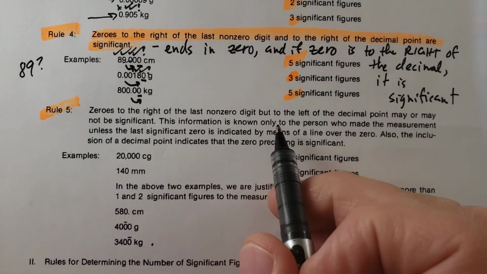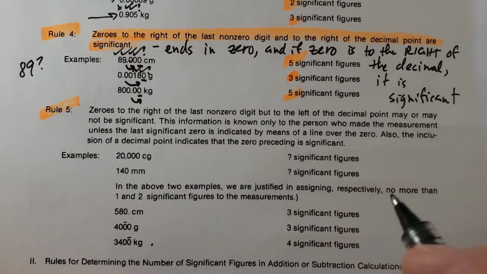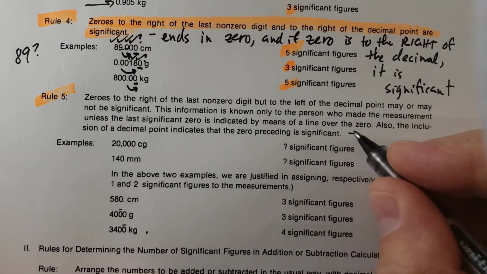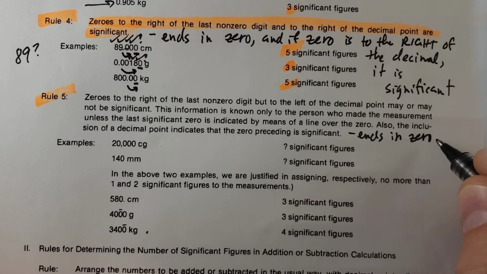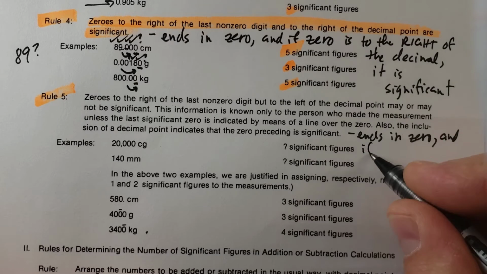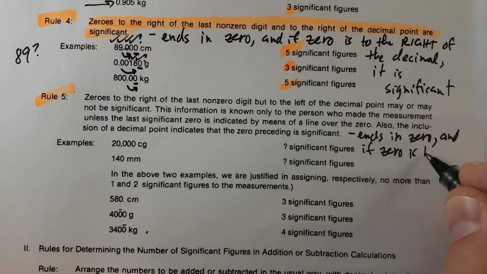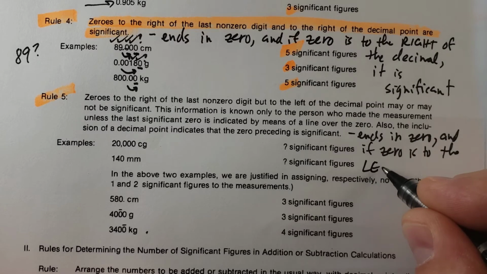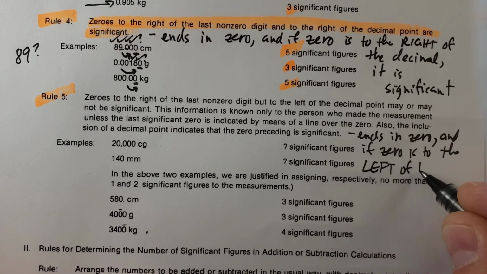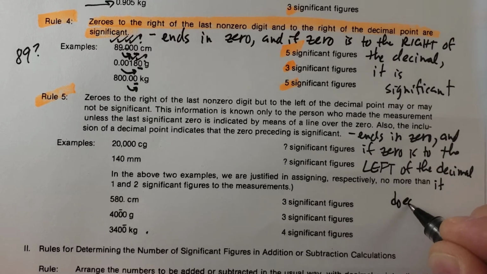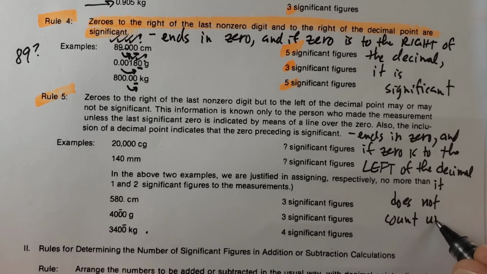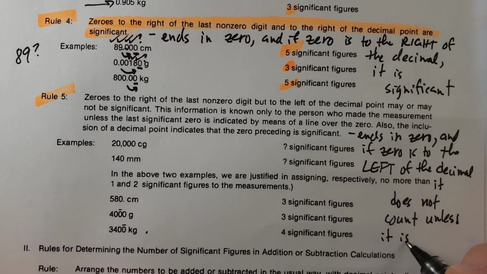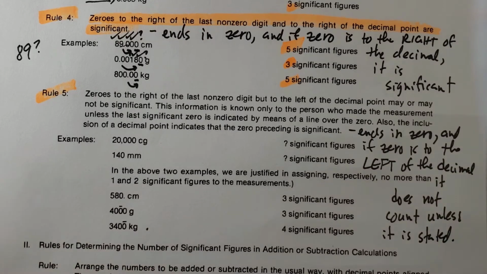And the last rule. Zeros to the right of the last non-zero, but to the left of the decimal point may or may not be significant. Let's just shorten this up a little bit. Going off with this one, it ends in 0, and if the 0 is to the left of the decimal, it does not count, unless it is stated that it does count. So let's take a look at that.